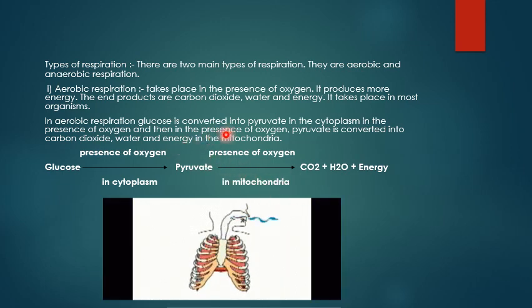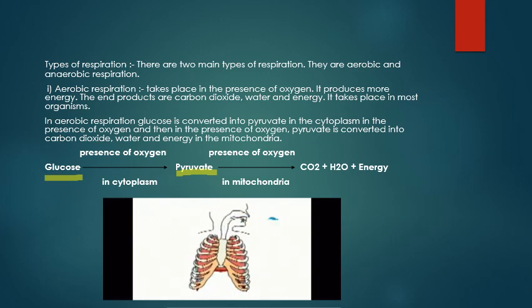Aerobic respiration: here you can see the glucose molecule is converted into pyruvate in the cytoplasm in the presence of oxygen. Then in the presence of oxygen, what happens? The pyruvate is converted into carbon dioxide, water and energy in the mitochondria. So this is what we call aerobic respiration.